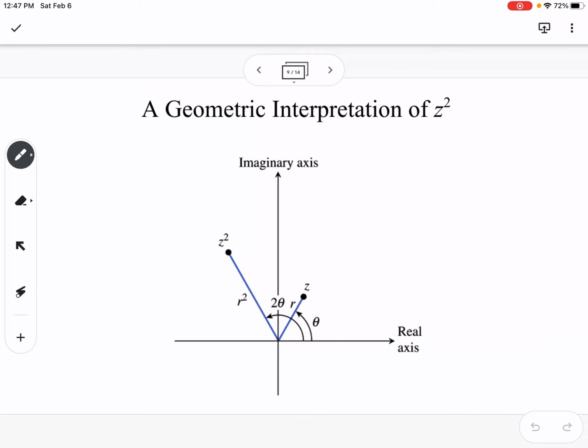So now we're going to talk about raising a complex number to a power. This is a visual, a geometric interpretation, of what z squared would look like. Here is your original complex number, and here's theta, and then to find z squared, you're going to use 2 theta, and this length is r squared.